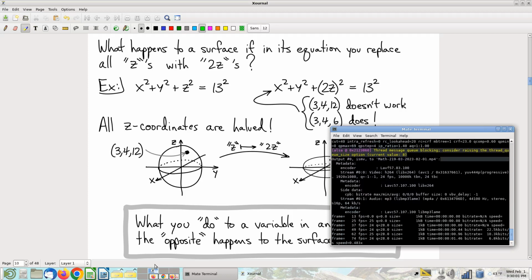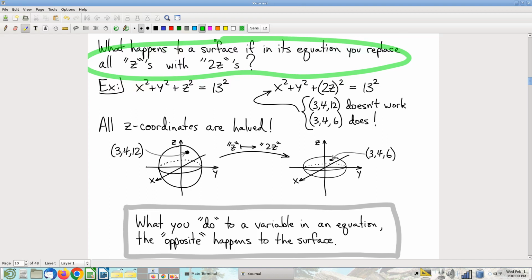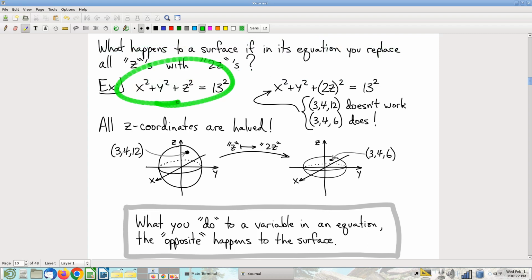Okay, we're recording. So, last time we were considering this question here of, what happens to a surface if you do the following to its equation? And the big strategy here is if you understand how algebraic adjustments cause geometric adjustments, then you can take, for example, an equation whose surface you already understand. You can do an easy replacement, in this case, replacing all the z's with two z's, and you can conclude then exactly what happens to the surface.